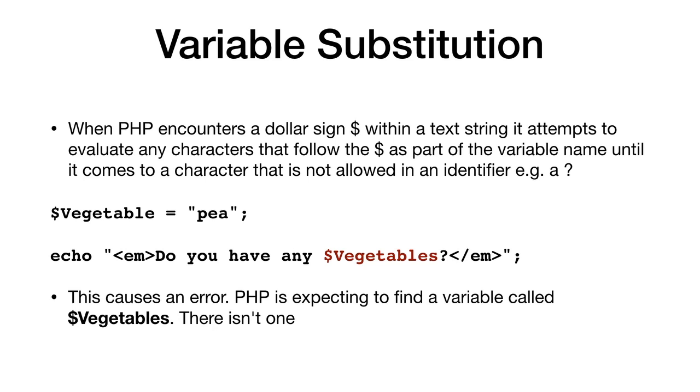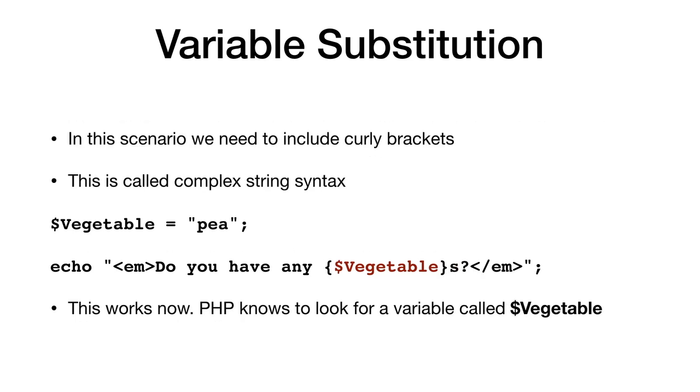So variable substitution does save you a few seconds, I guess, of writing code, and that's why people have it. It's a useful shorthand, but of course you have to use it carefully to make sure things don't go wrong. There is a way around this problem. If we have a scenario like that where we need to put a character that's not a space, a character, I guess like a letter or a number, after the variable name, we can use these brackets here like this. And so this is called complex string syntax.